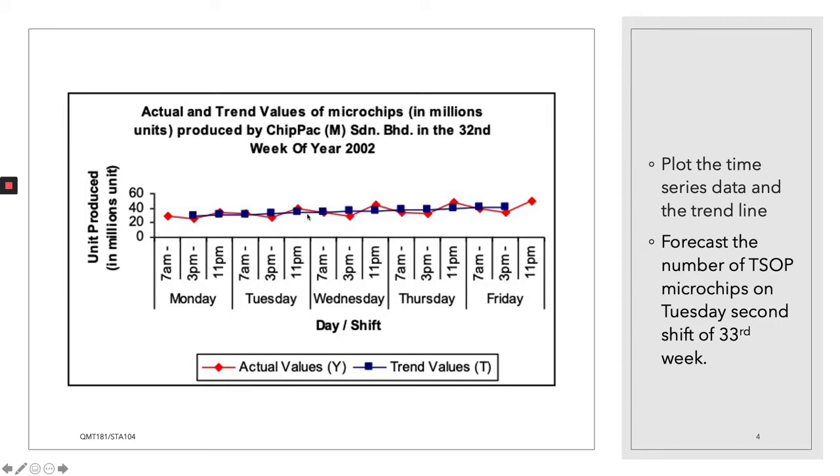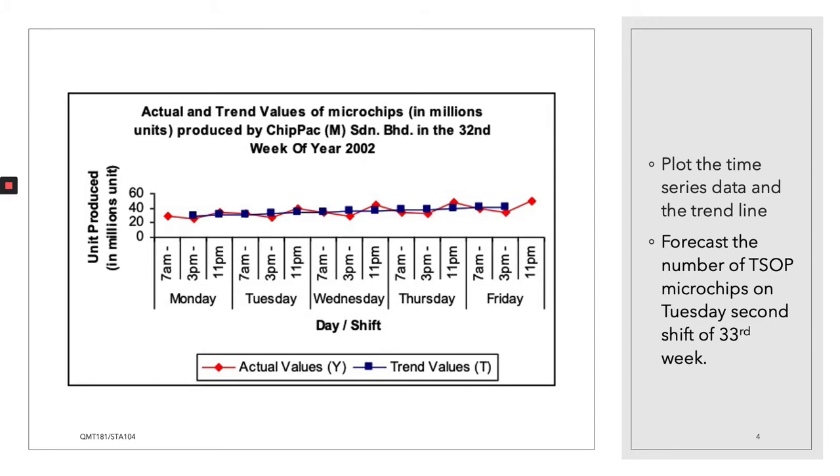This figure represents the actual value, which is the production, and the trend value is represented by the blue color. The actual value indicates a trend of up and down in the production, while the trend values display a trend line of the information.